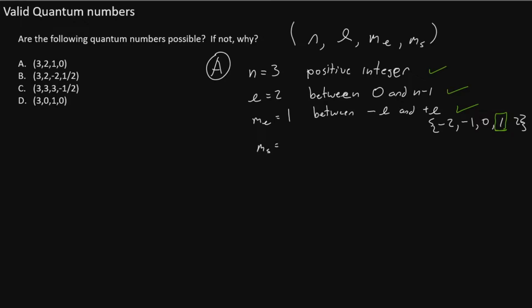Now we are given an MS value of 0. The requirement for MS is that it must be negative 1/2 or positive 1/2. But the 0 we have here does not match. Therefore, we say this first set of quantum numbers is not valid. And we say it's not valid because of MS.